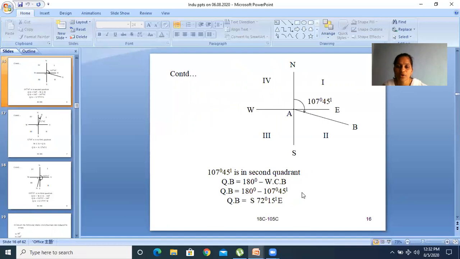Then 107 degrees 45 minutes. So it is in the second quadrant. QB is equal to 180 minus WCB. 180 minus, what is the WCB? They have given 107 degrees 45 minutes. So 180 minus 107 degrees 45 minutes, that is 72 degrees 15 minutes. And the quadrants are south, east. Second quadrant is southeast.